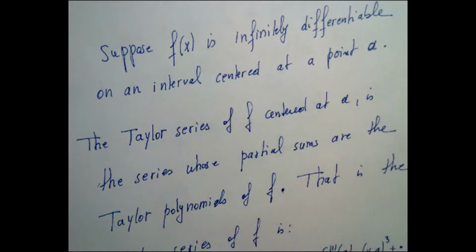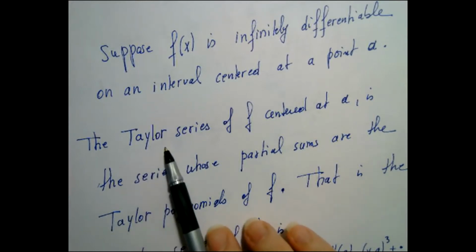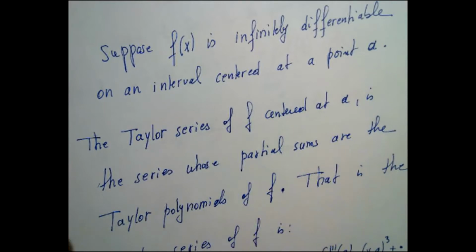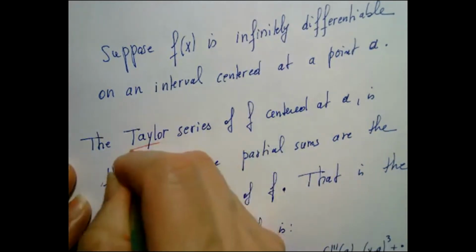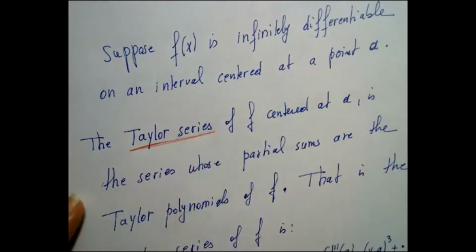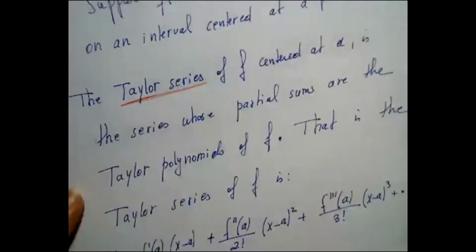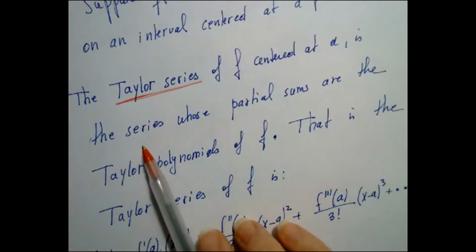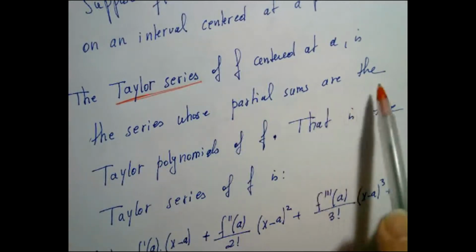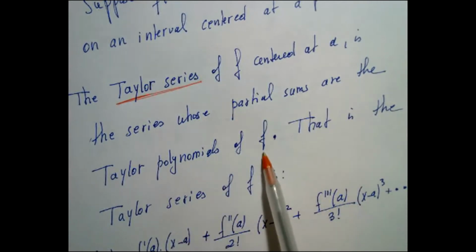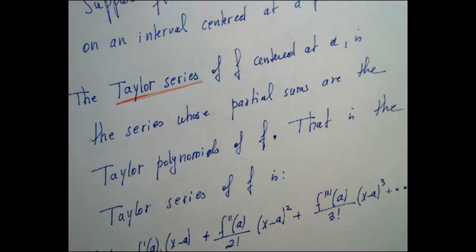Infinitely differentiable means the first derivative, the second derivative, the third derivative, all the derivatives exist on an interval centered at A. So we have lots of derivatives. Then the Taylor series of f, so that's the new word. So we saw Taylor polynomial, now Taylor series. So the Taylor series of f centered at A is basically the series whose partial sums are the Taylor polynomial of f. So the Taylor series is a series, so it means we keep adding, but its partial sums are the Taylor polynomial.